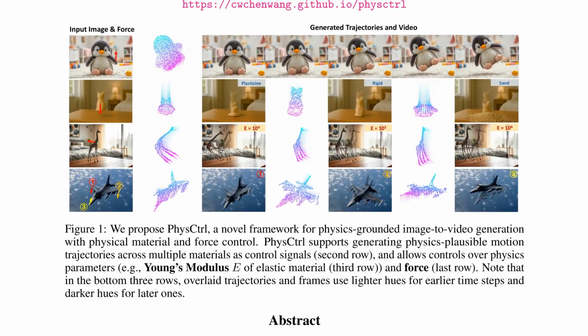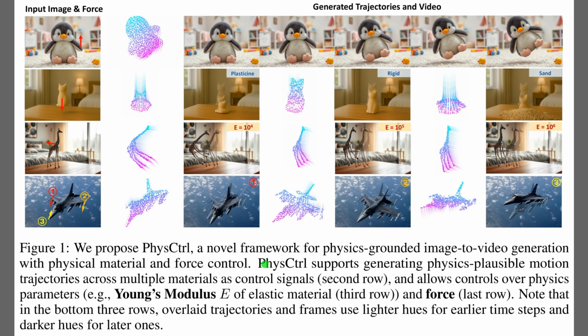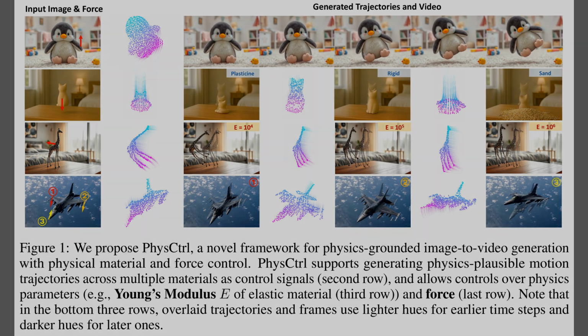Figure 1 shows how PhysCtrl turns a single image and a force cue into controllable, physics-grounded motion in video. The colored dot clouds represent 3D point trajectories, which are moving samples on the object that trace its path over time. The grid demonstrates material control across 4 types, and it also varies Young's modulus E to make the same object deform more or less. The bottom row illustrates force control, so the plane responds differently when the push direction changes.